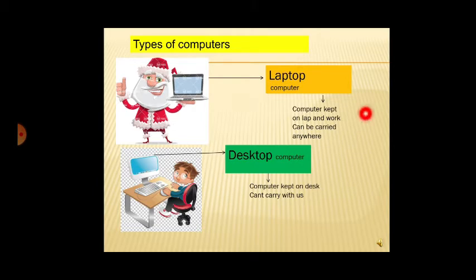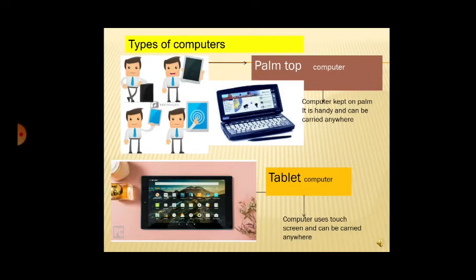Now let us see some of the types of computers. So first is the laptop. Can you see the laptop here? The computer is kept on the lap and work can be carried anywhere. Can you see the desktop computer here? The child is working with the desktop here. The computer is kept on the desk and can't be carried with us. So you can't carry the desktop. It has to be kept on the desk. Next, palm top computer. The computer is kept on the palm and it is handy, can be carried anywhere. You can see the palm top here. He is carrying it in the palm and it looks like this. It is almost similar to the laptop but a little bit handier.